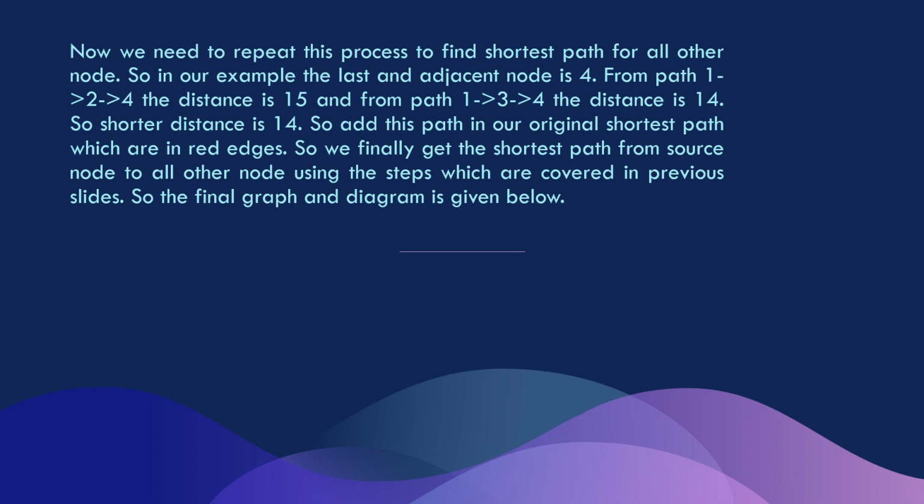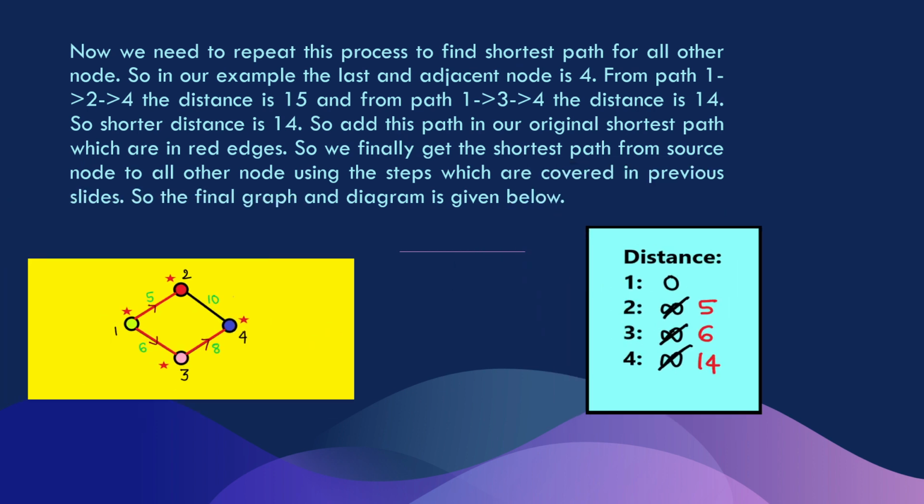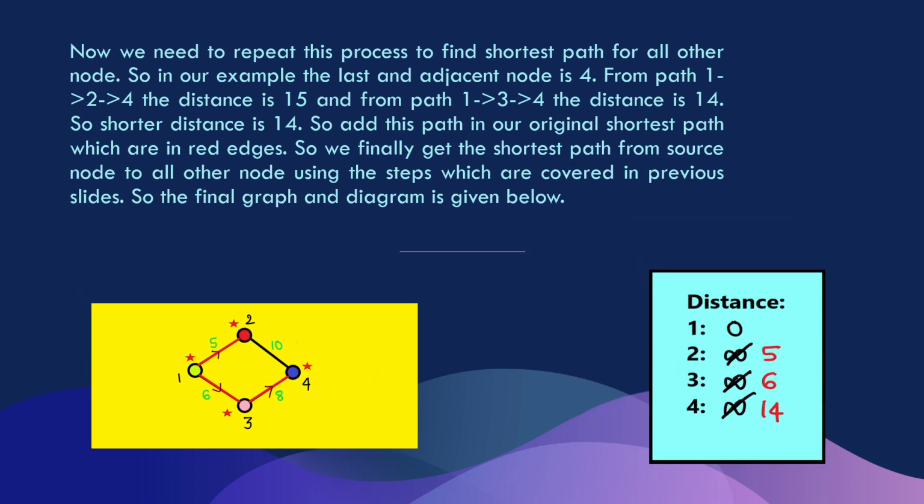Now we need to repeat this process and find the shortest path for all other nodes. So in our example, the last adjacent node is 4. From path 1 to 4, the distance is 15. And from path 1, 3, 4, the distance is 40. So the shortest distance is 15. So add this path to our original shortest path, which is shown in red edges. So we finally get the shortest path from the source node to all other nodes using the steps covered in previous slides. The final graph and diagram is given below.